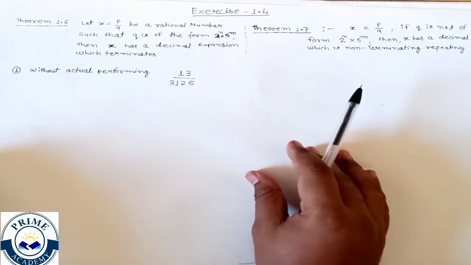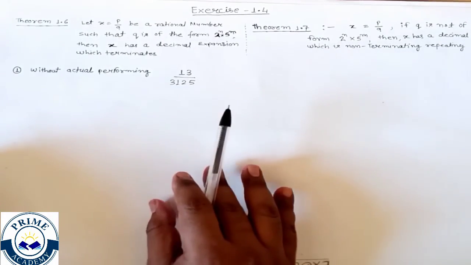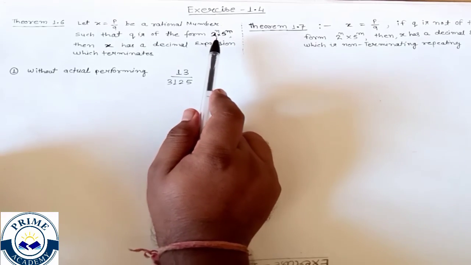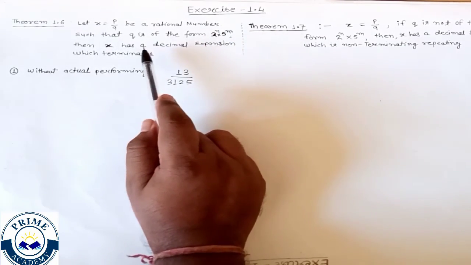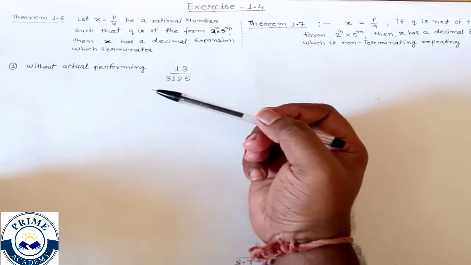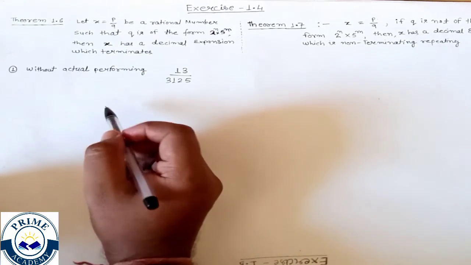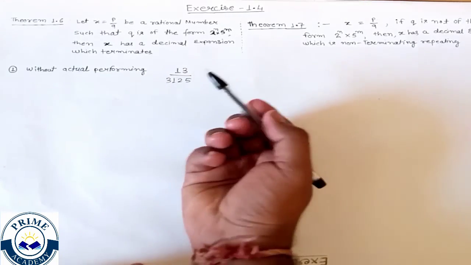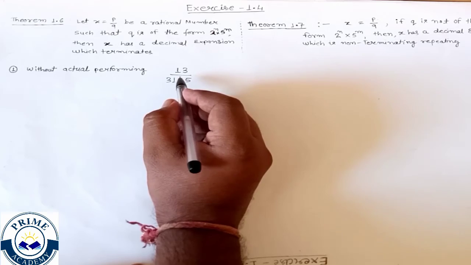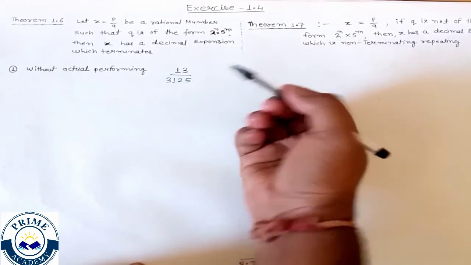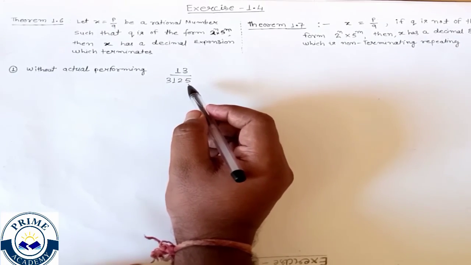Let's check. Only these things you have to know: your q should be in the form of this or not. If it is in this form, then you can say this terminates, right? So let's check out question number 1. Without actually performing the division, tell me whether this rational number is terminated or not terminated, right?